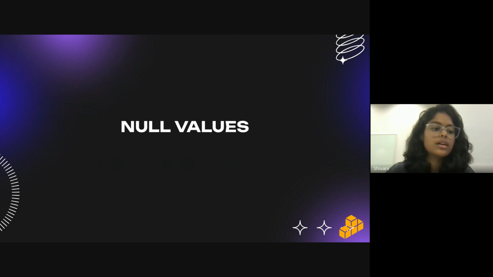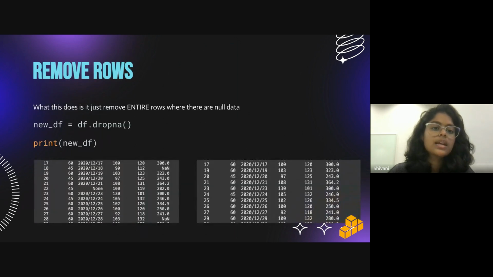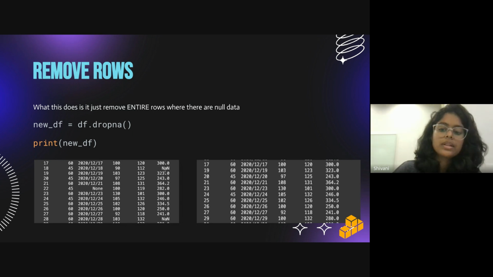So firstly, let's start out with null values. How are we going to tackle null values? Firstly, remove entire rows. Here you can see the data set, and what it will do is remove these entire rows. For example, 22 is not here anymore, 18 is not here anymore, and 28 is also not here anymore. So that's what .dropna will mean. It will drop entire rows which have null values.